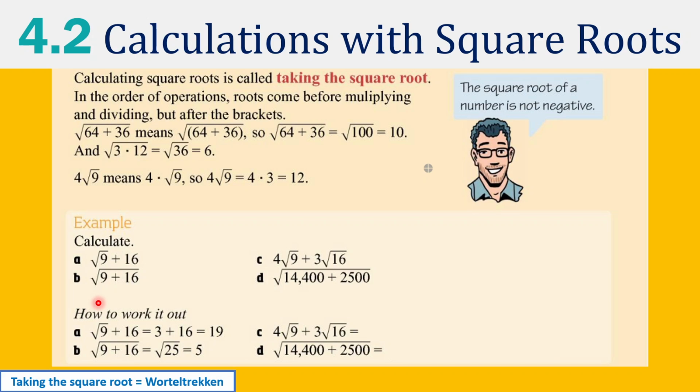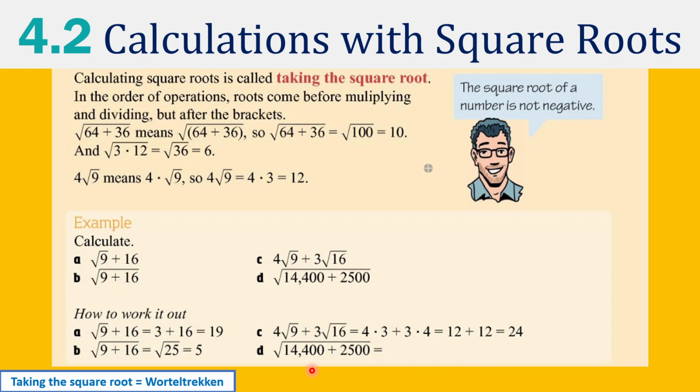Take a good look at C. 4 square root 9 plus 3 square root 16. What's right here is actually 4 times the square root of 9 and 3 times the square root of 16. So first calculate the square root of 9. That's 3, right? And the square root of 16, which is 4. And then my intermediate step is 4 times 3. There's actually a multiplication dot here. Plus 3 times 4, which gives me 12 plus 12 is 24.